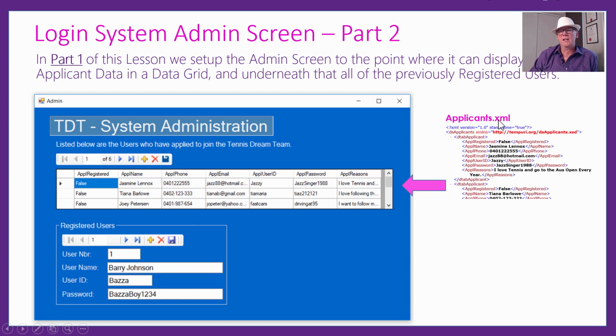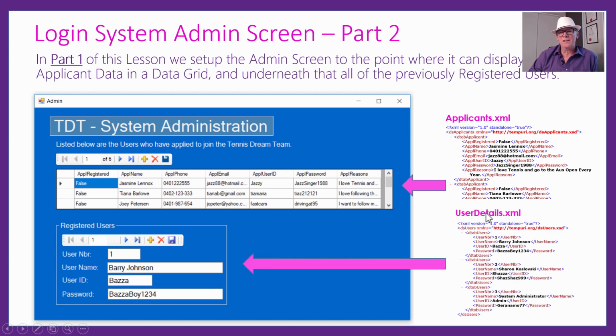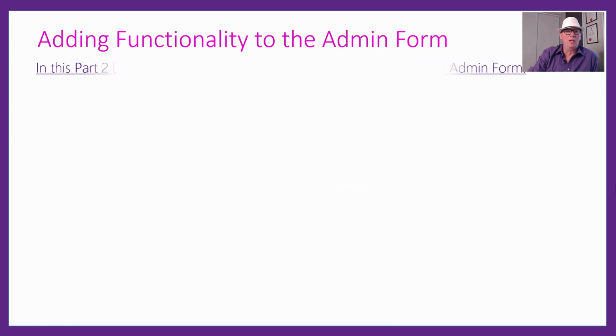So it's got the Applicants XML external file where all of these applicants are stored, and they're all coming into this DataGrid view, and we can use this scroll bar at the right to go down and see all of them. And in the bottom half we've got the UserDetails.xml external file for when we've had applicants that are now registered to use the system, and we've got their user IDs and passwords stored in here, and that all shows up in this bottom panel. And this is the panel that the system administrator uses to add new people on, delete a user if they had to, delete their login, maybe change their password if there's a request to do that, and to do other things as well, like we'll see in this lesson.